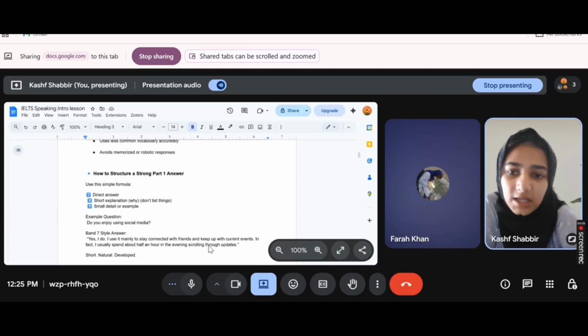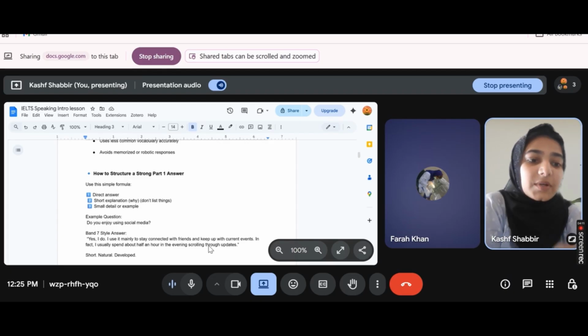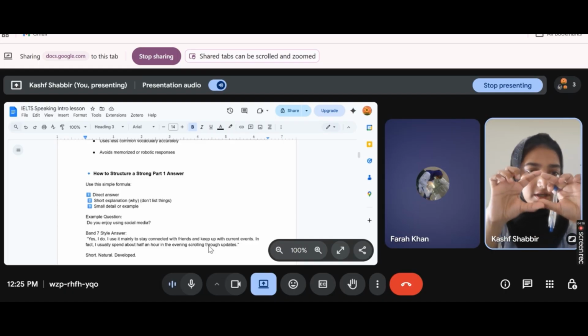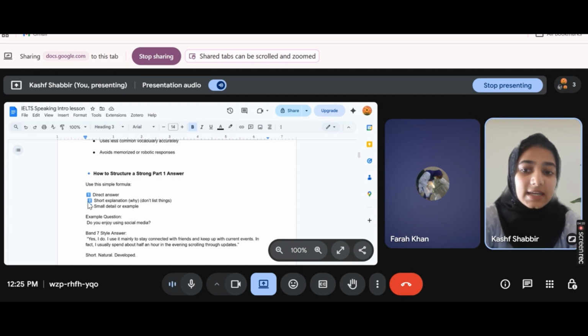Now, how can we structure a strong part 1 answer? For example, first of all, you can give a direct answer at the beginning: my favorite hobby is painting. This is your first direct answer. The second thing is that you should give a brief explanation of why you like painting. Maybe you can say it is satisfying for you. Maybe this is something that you used to enjoy in your childhood.